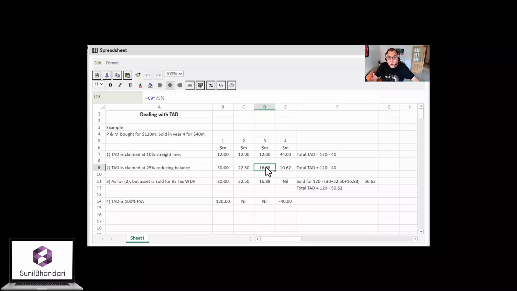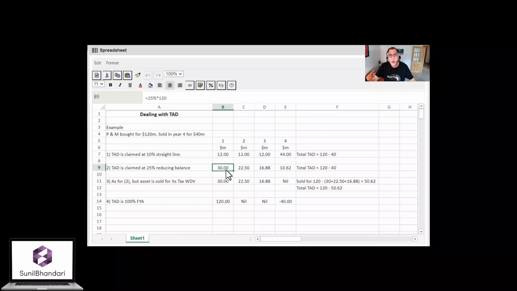So what then happens in the final year? Again, the total value must equal 80 million. So 10.62 would be my balancing figure. 30, 2250, 16.88, and then 10.62.